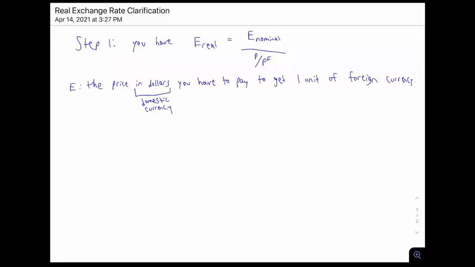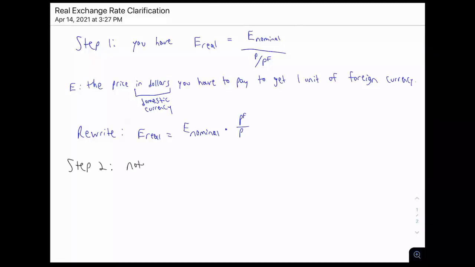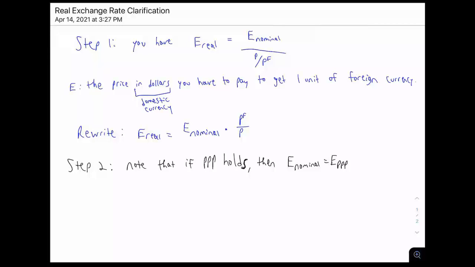And then I think we should rewrite it. It might help, instead of having this compound fraction, just multiply by the reciprocal of the denominator. You have this written out differently. Step two, note that if PPP holds, then the nominal exchange rate is equal to what the purchasing power parity exchange rate would be, and that is equal to P over PF.